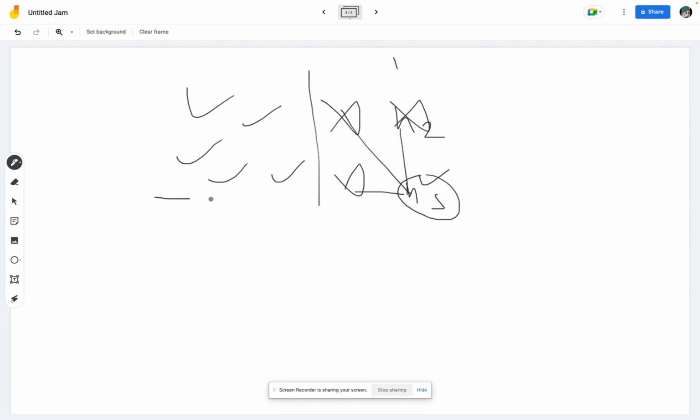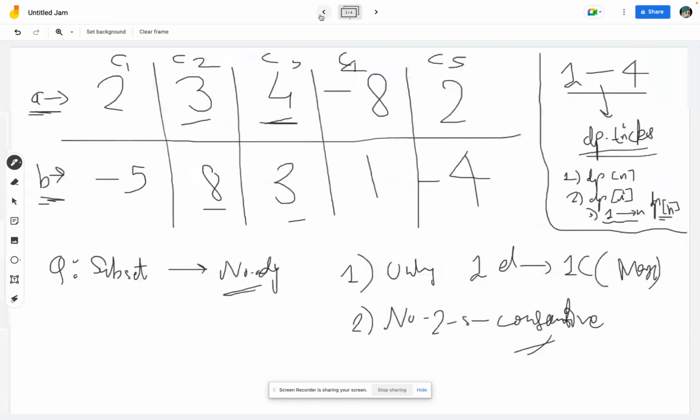So I hope the problem is clear to you guys. So moving back, this was our original question. So let's create a dp array. dp of 1 will give the best answer till this index, dp of 2 will give the best answer for the first two, and dp of 3 will give the best answer for the first three. dp of 4 will give the best answer for the first four, and dp of 5 will give the best answer for the first five.